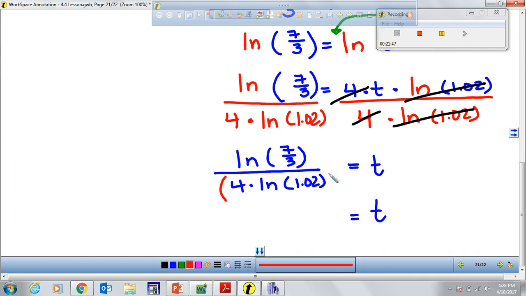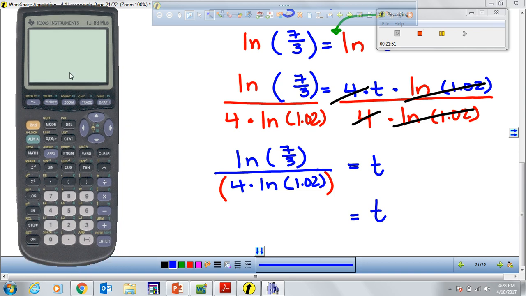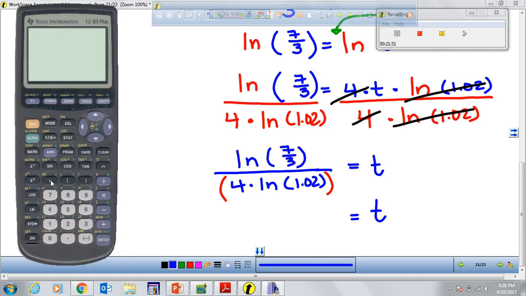Let me tell you something. Every time that we're entering fractions into the calculator and either the numerator or denominator has multiple things, we want to enter it very carefully using parentheses in the correct places. So ln of 7/3 divided by, opening parentheses for the denominator, 4 times ln of 1.02, close the parenthesis of the 1.02, and close the parenthesis at the very end.